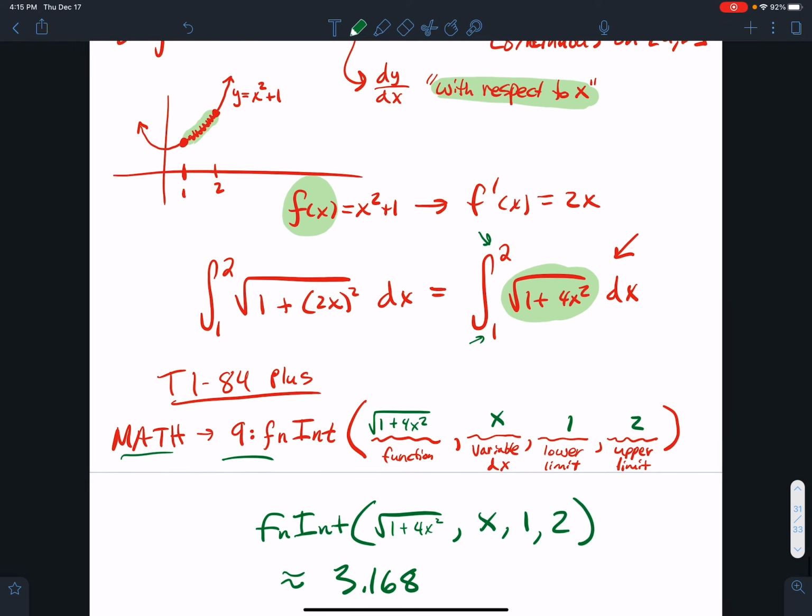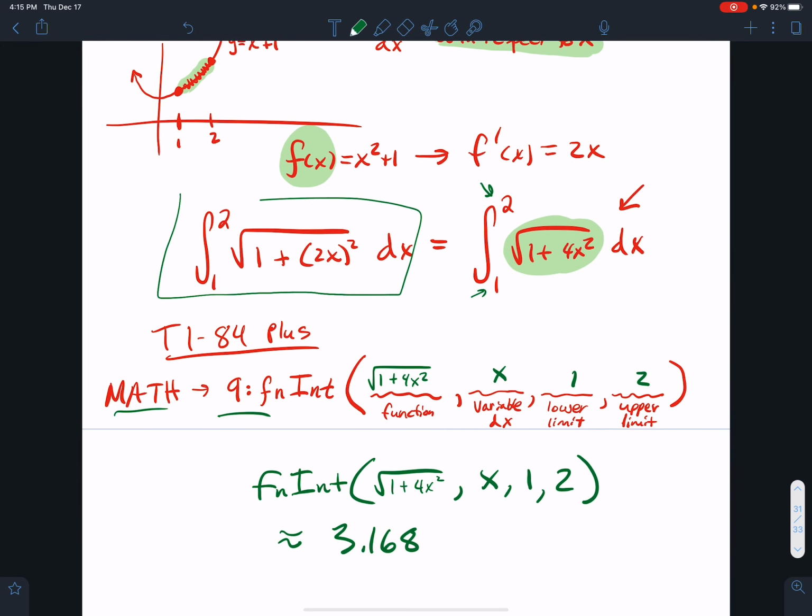I want to see you set it up like this, and then write out the simplified. There's not much, you just square it, right? And then you can say, this is equal to 3.168.